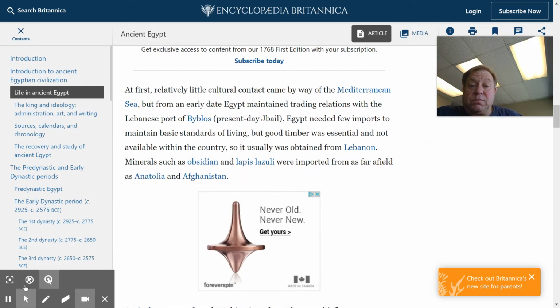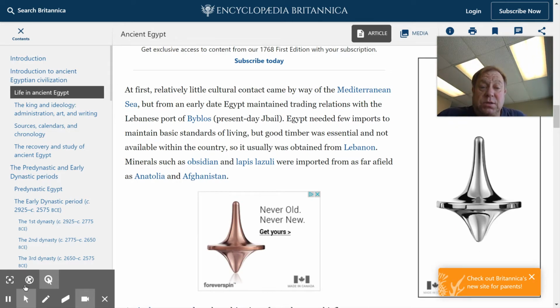At first, relatively little cultural contact came by way of the Mediterranean Sea, but from an early date, Egypt maintained trading relations with the Lebanese port of Byblos, present-day Jbeil. Egypt needed few imports to maintain basic standards of living, but good timber, wood, was essential and not available within the country, so it was usually obtained from Lebanon. Minerals such as obsidian and lapis lazuli were imported from as far afield as Anatolia and Afghanistan.